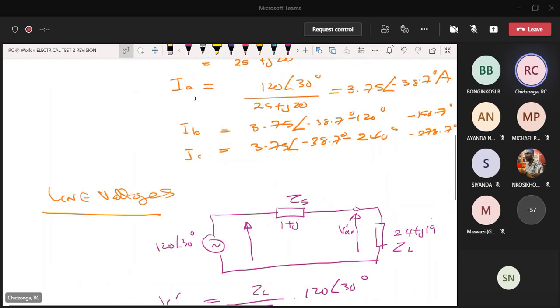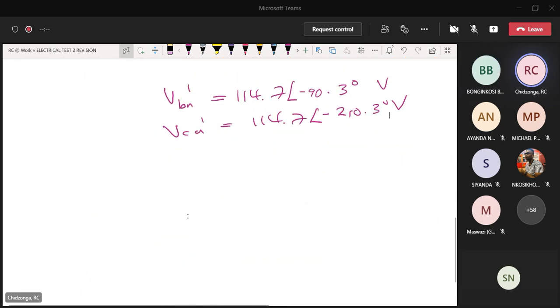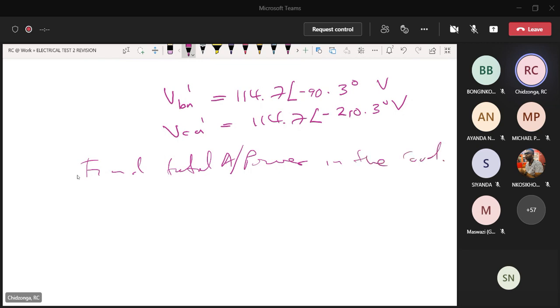If I asked you to calculate the power used in the load, let's just say find total apparent power in the load. You could say the total apparent power in phase A is simply the voltage in phase A times the current conjugate, right?